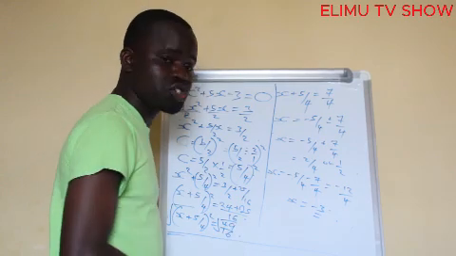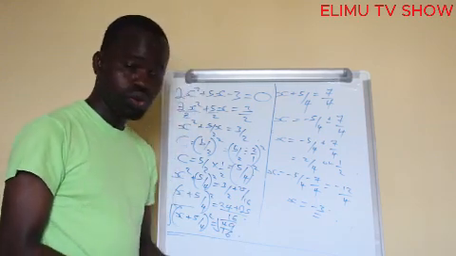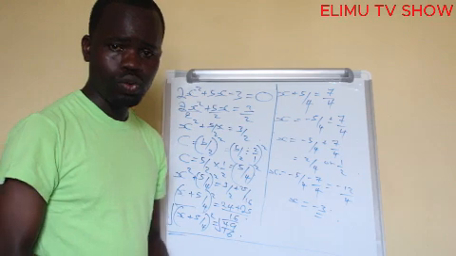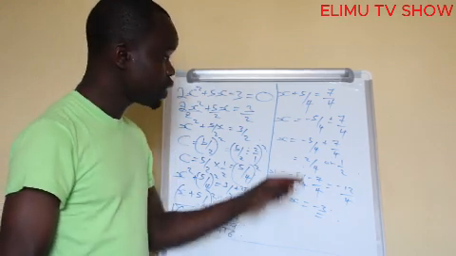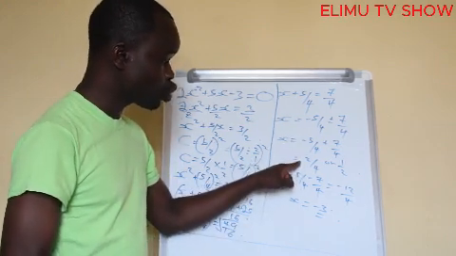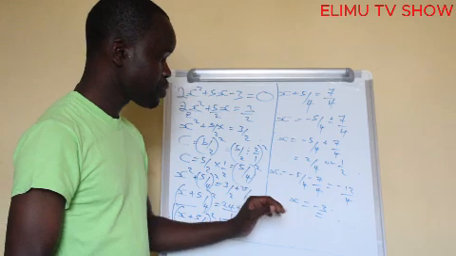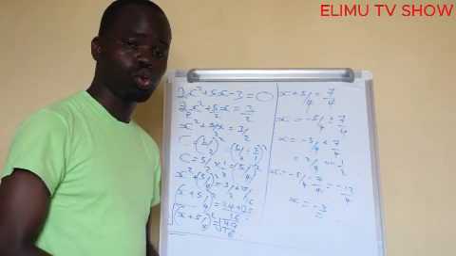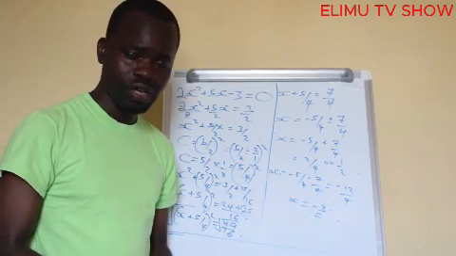Once you've reached that point, you've gotten the value of x. Our first x, remember, is 2 over 4 or half. Our second x is equal to negative 3. Thank you so much.